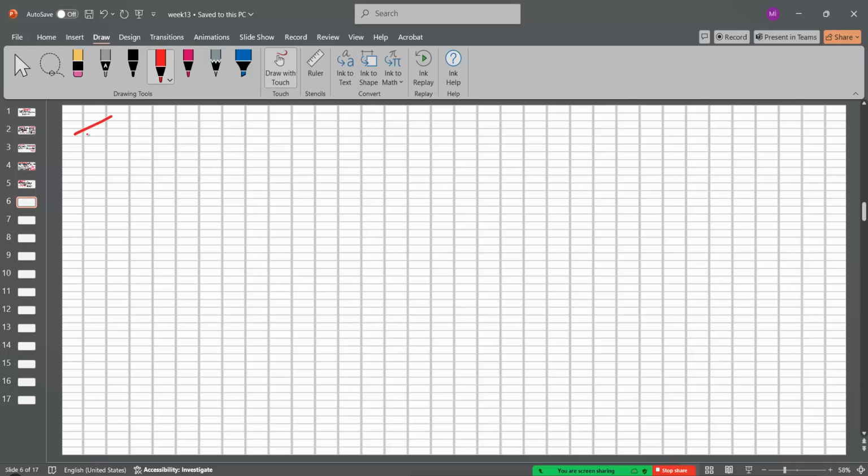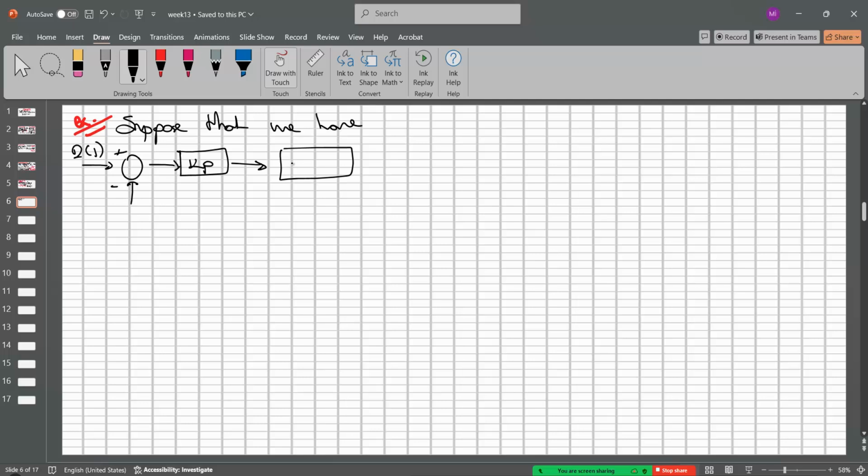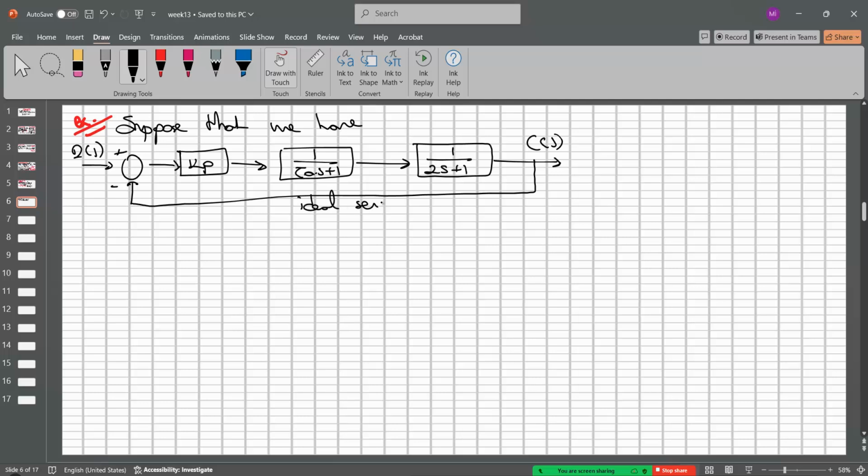Just see that we have the example here. Suppose that we have the R(s) signal here, plus, minus, and we can assign the proportional coefficient here in order to drive the actuator. The actuator is tau S plus 1, and also we have 1 divided by 2S plus 1. This is the plant, and this generates C(s). And also we have an ideal sensor measurement, which means that if we measure the C, we have the exact values of C(s). We don't have the dynamics here.